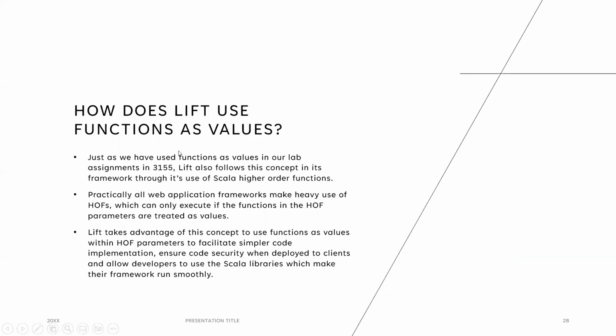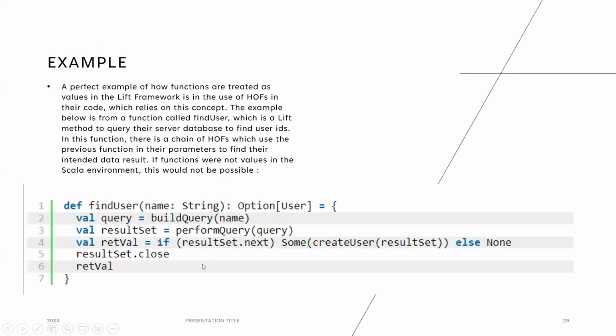And then let's go into Lift and how they use it. Just as we have used functions as values in our lab assignments in 3155, Lift also follows this concept in its framework through its use of Scala higher order functions. Practically all web application frameworks make heavy use of HOFs, which can only execute if the functions in the HOF parameters are treated as values. Lift takes advantage of this concept to use functions as values within HOF parameters to facilitate simpler code implementation, ensure code security when deployed to clients, and allow developers to use the Scala libraries, which make their framework run smoothly.